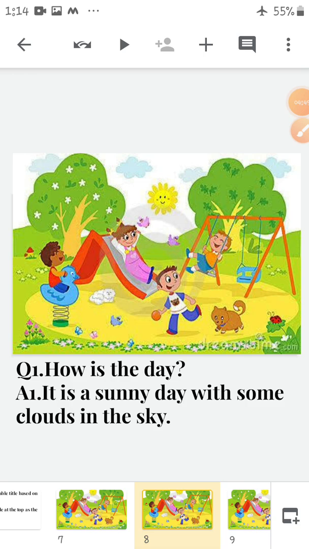Now children, we will frame some questions and reply to those questions. First of all, how is the day? Look at the picture. It is a sunny day with some clouds in the sky. Children, you can see the sun shining in the sky, isn't it? Yes, and there are also some clouds in the sky. So, it is a sunny day with some clouds in the sky.